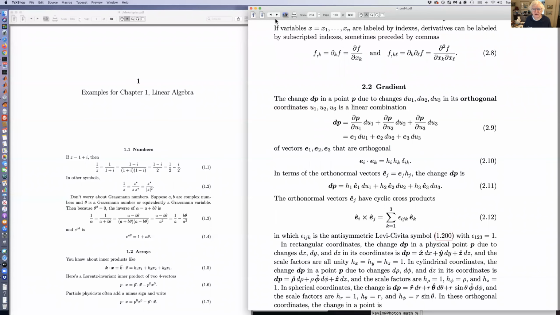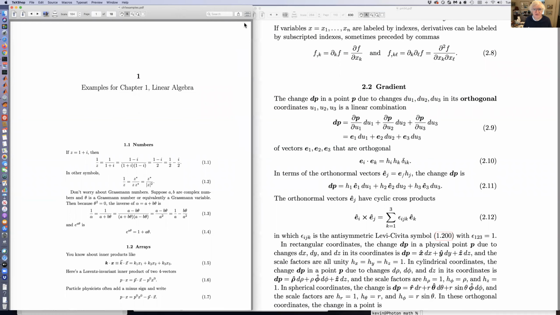Let's see, how can I move this somewhere? Can I move this thing somewhere else? Let me try to, oh yeah, it's there. Okay, great. All right, that gives us more screen.